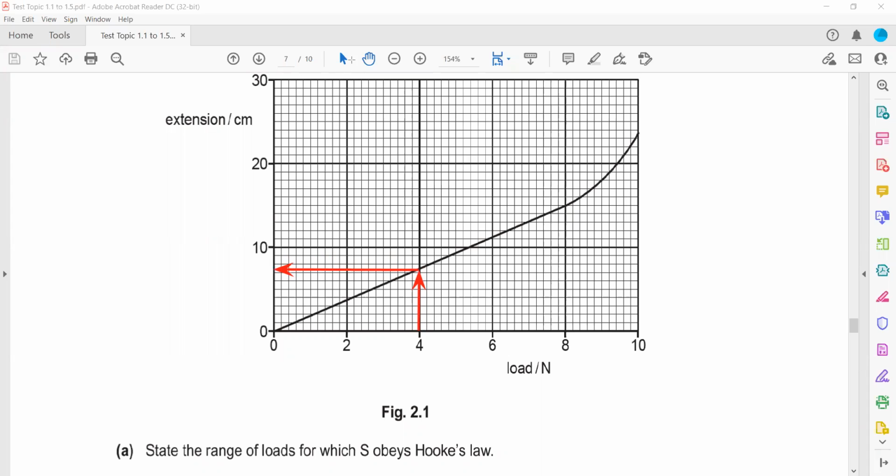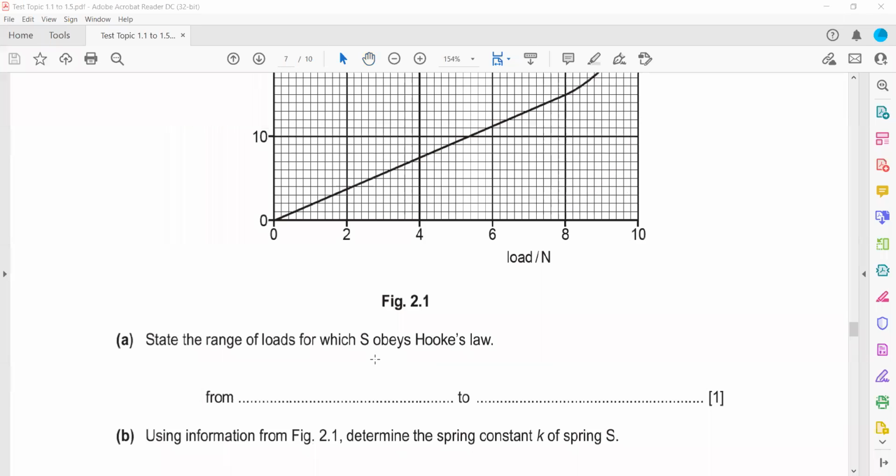So this is between 7 and 8, so this is 7.5 centimeter. Each spring is experiencing a load of 4 newton, and the extension is 7.5. The question is, what is the total extension produced?